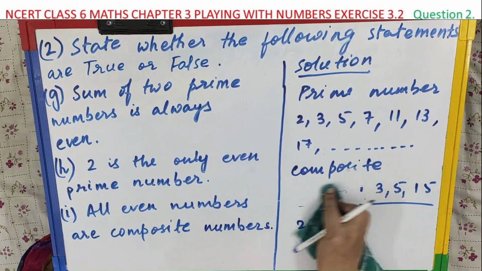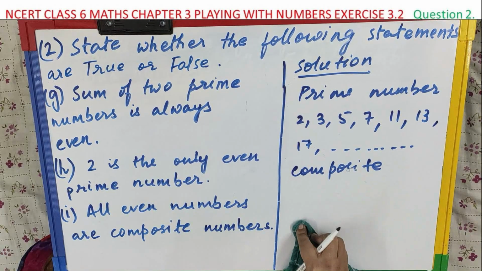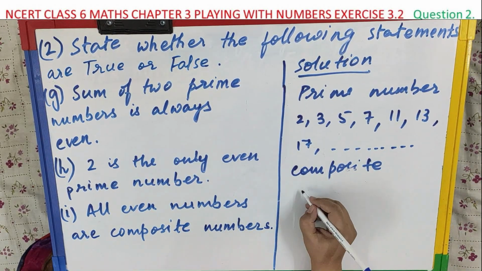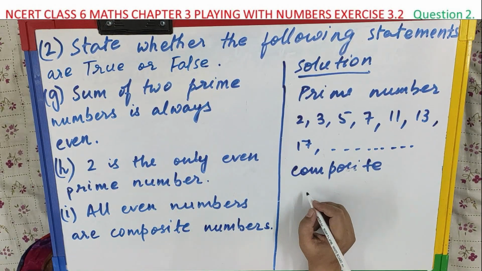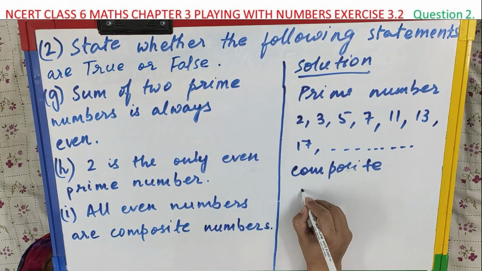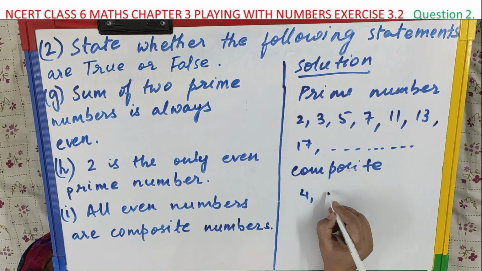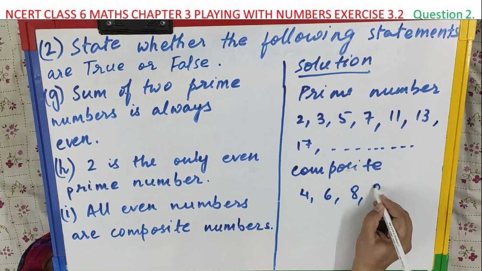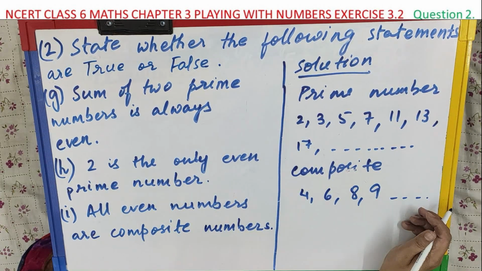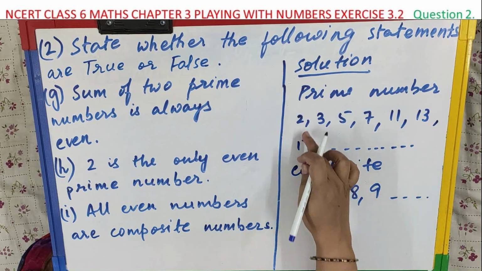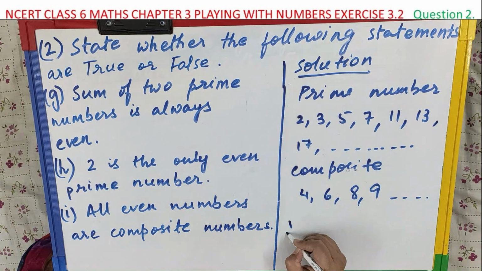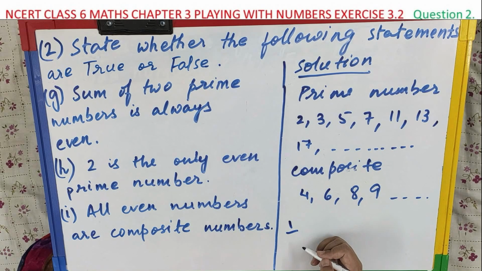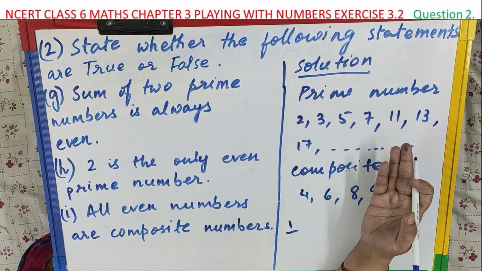So what will be the composite numbers? The composite numbers will be 4, 6, 8, 9 and so on. Okay, because 2 and 3 are prime numbers and 1 is neither a prime number nor a composite number. Okay, because what are the criteria for a prime number?